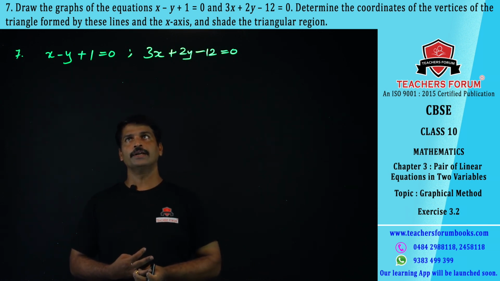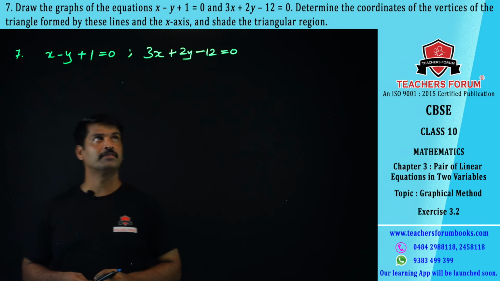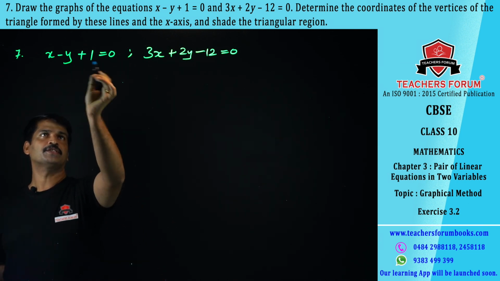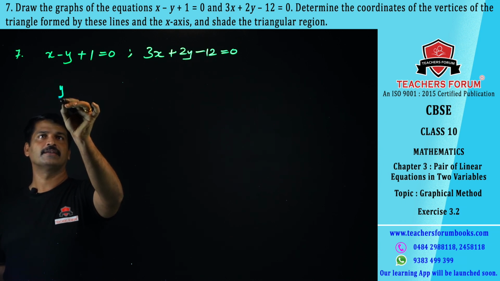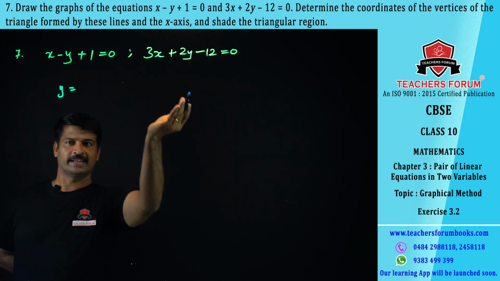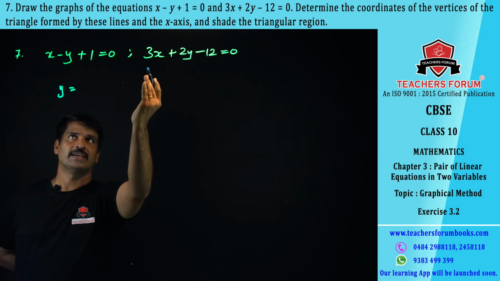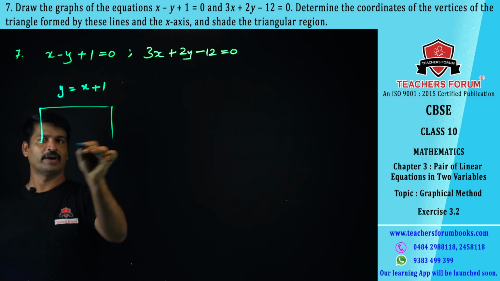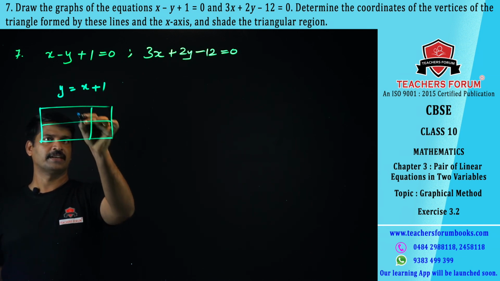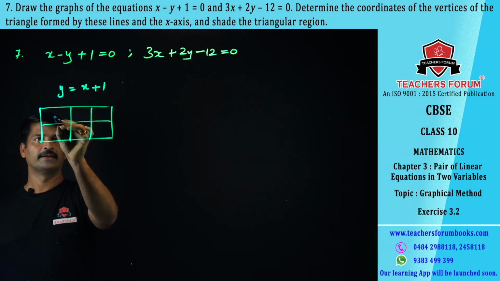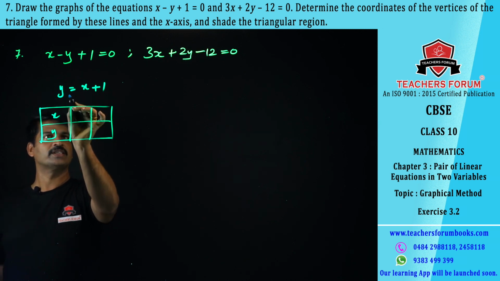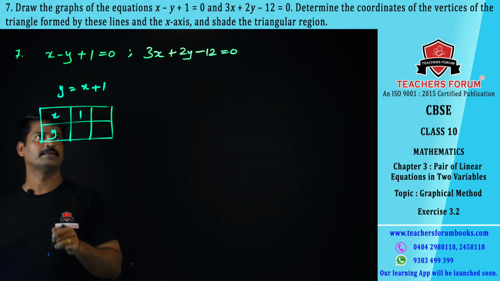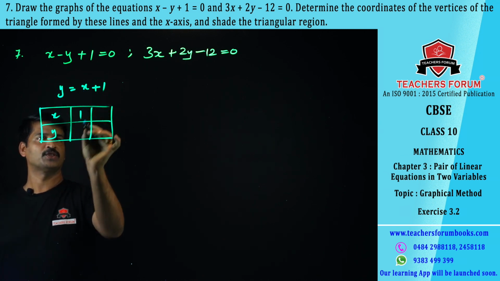Now let us draw the graph for these given equations. Let us consider the first one. From the first one, you can find the value of y, isn't it? Let us take minus y to the other side, it will become plus y. Then y is equal to x plus 1. Let us give values for x and find the corresponding values of y. Let us put x is equal to 1. Then what will be the value of y? 1 plus 1, 2.